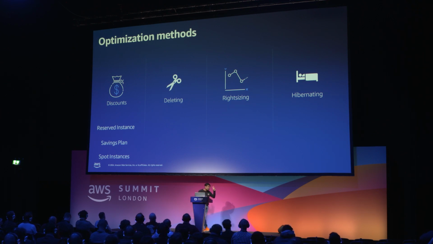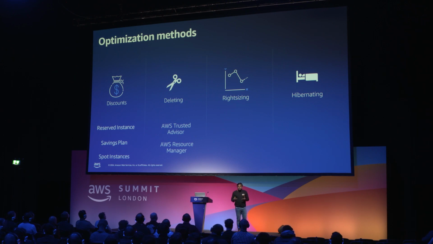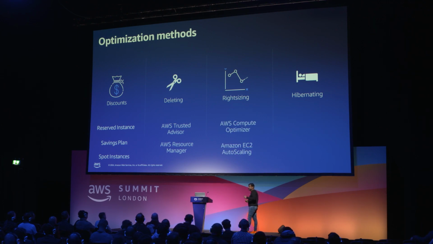Second one, deleting. We all remember that sometimes we create resources and sometimes people forget to delete them. So you need to find those resources and delete them so that you don't get unexpected cost. You could leverage tools like AWS Trusted Advisor or AWS Resource Explorer to find those resources which have been lying around, which are not providing any value to the business itself. Third one is right sizing.